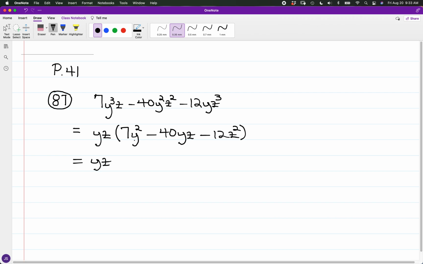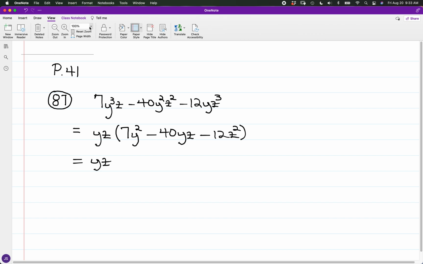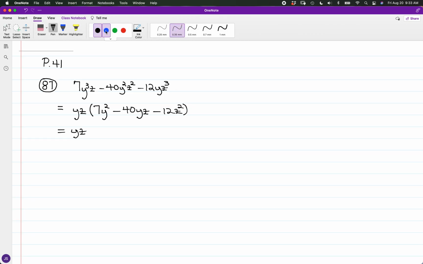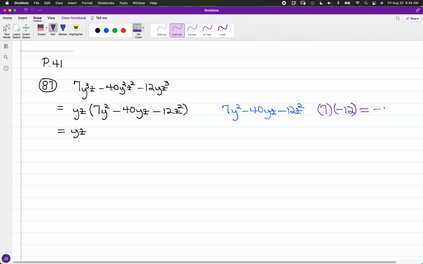Setting the stage for complete factorization, now we have yz, and the rest of the factors will come from the factoring by grouping of 7y squared minus 40yz minus 12z squared. So working with this factored out trinomial, once again looking at factoring by grouping, multiplying the first and the last coefficients, we have 7 times negative 12, which will be negative 84. And we look at factors of this product whose sum will be negative 40.